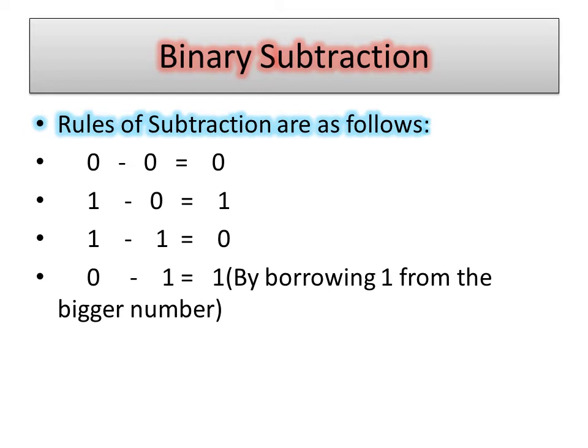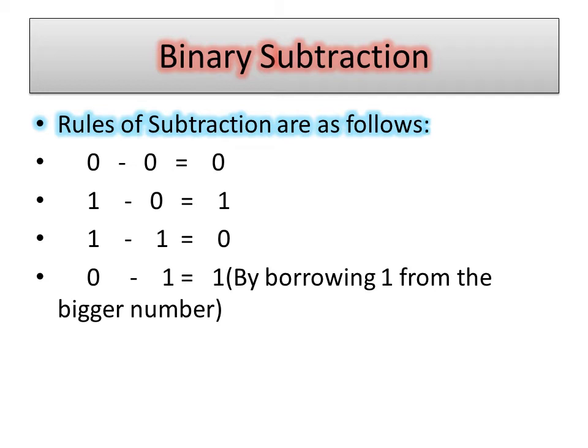Now the rules of binary subtraction are as follows. 0 minus 0 is equal to 0, like we have in normal subtraction in maths. Then 1 minus 0 is 1. 1 minus 1 is 0. Now 0 minus 1 is equal to 1. How? By borrowing 1 from the bigger number. Again, I am repeating these rules. 0 minus 0 is equal to 0. 1 minus 0 is equal to 1. And 1 minus 1 is equal to 0. And 0 minus 1, it is very important, is equal to 1 by borrowing 1 from the bigger number.